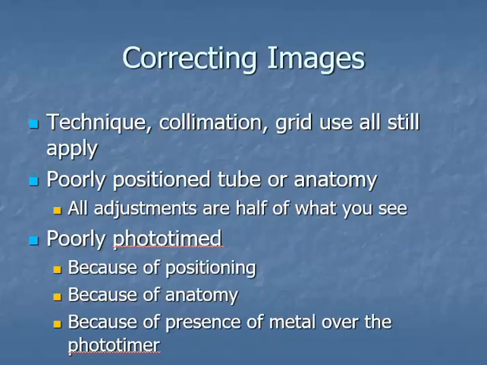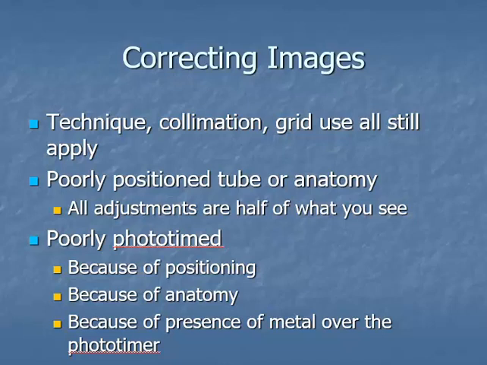In correcting images, you're going to analyze for technique, collimation, grid use. The proper use of each one of those is still in play here. Make sure that you've got a properly positioned and aligned X-ray tube and anatomy, and X-ray tube to the image receptor and anatomy to the image receptor as well. Keep in mind that any kind of adjustments that you need to make for bad positioning are half of what you see, and we kind of walked through that last week.